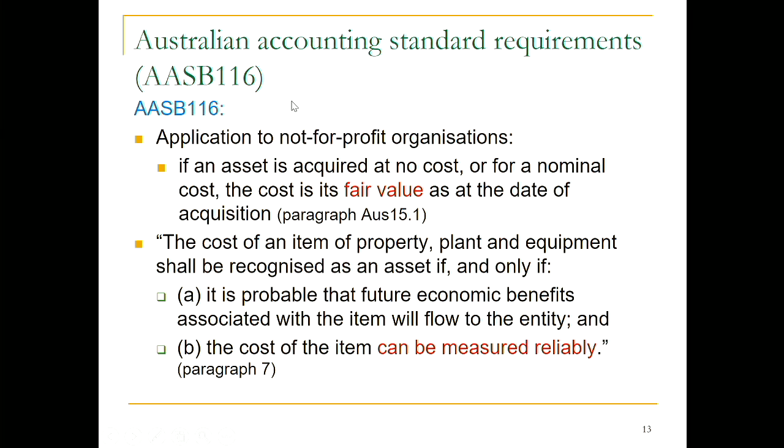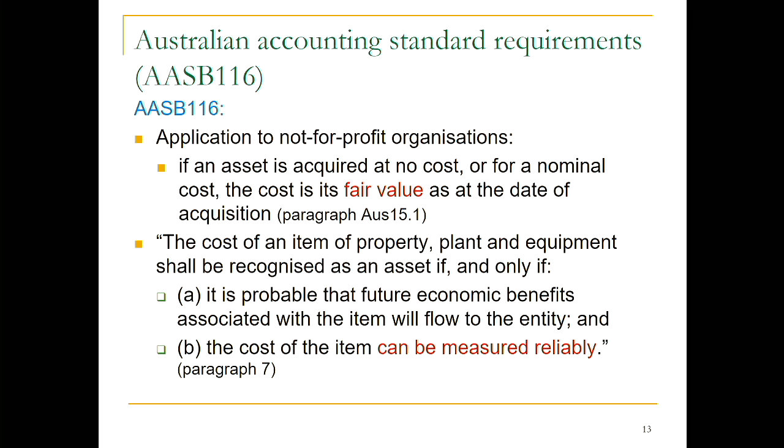It applies to both private firms as well as not-for-profit organizations. In relation to not-for-profit organizations, it states that if an asset is acquired at no cost, or for a nominal cost, the cost is fair value as at the date of acquisition. It means that they have to be accounted for at fair value. And it says that the cost of an item of property, plant, and equipment should be recognized as an asset if and only if it is probable that future economic benefits associated with the item will flow to the entity, and the cost of the item can be measured reliably.